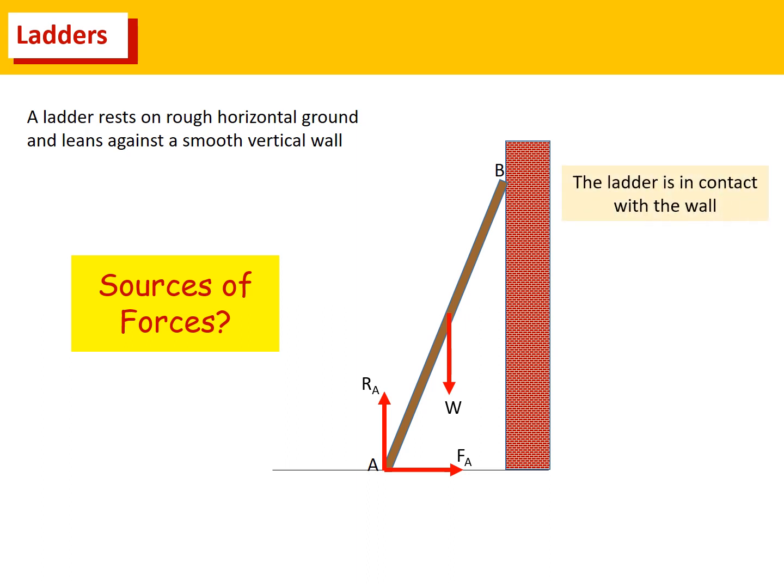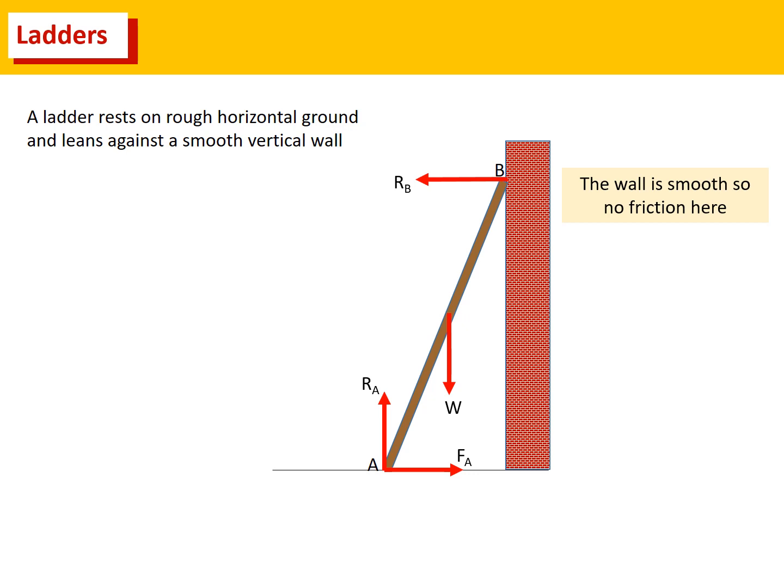Now the ladder is in contact with the wall, so straight away there's a normal contact force. The normal contact force being at 90 degrees to the wall. And because the wall is smooth, there's no friction at B.